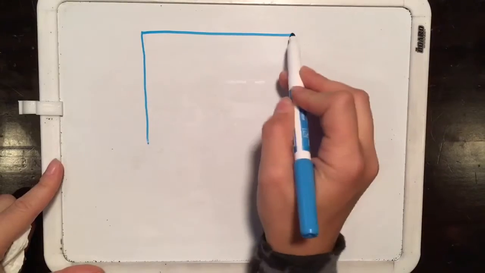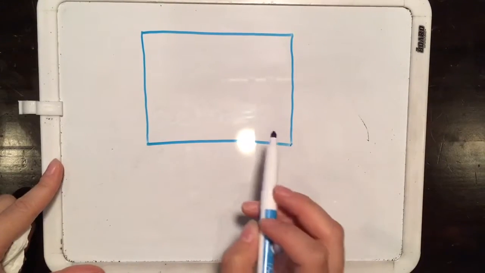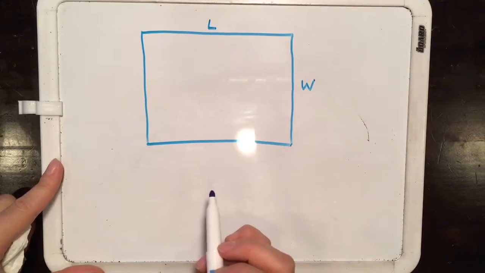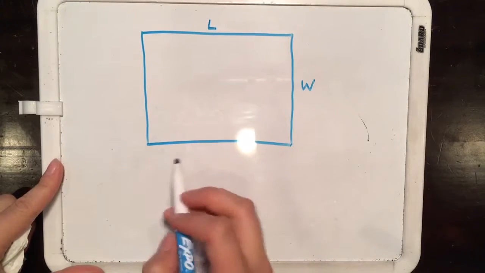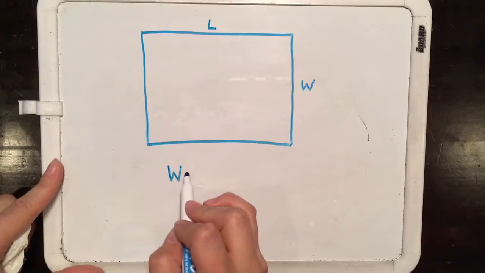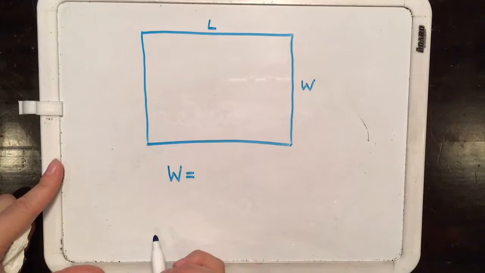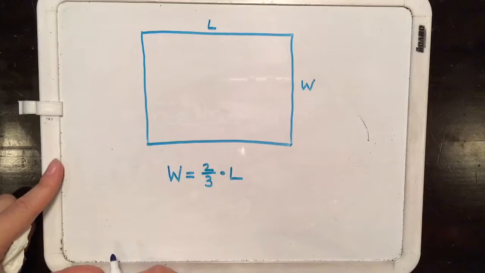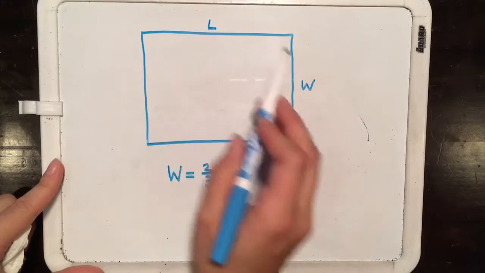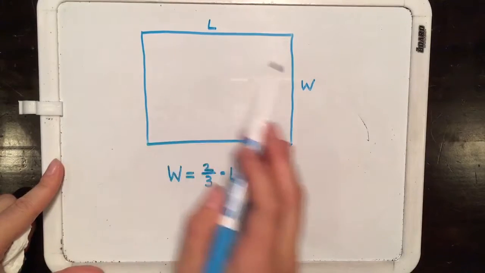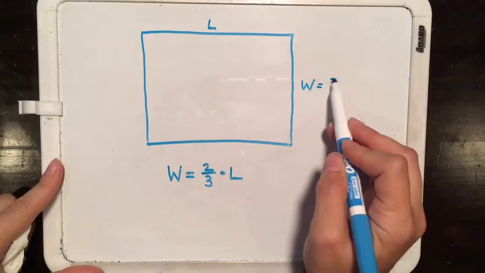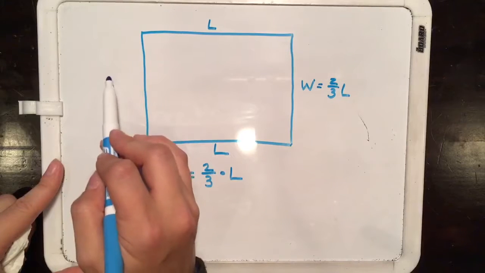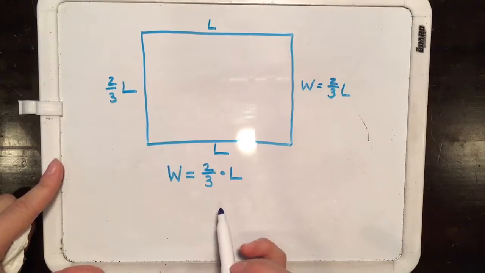First, I'm going to draw the flower garden. It's a rectangle, and it has a length, L, and a width, W. Now we're given some information in this problem that the width, W, is 2/3 of the length, 2/3 times L. So now if we're to label all sides of this rectangle, we've got L on top, W, which equals 2/3 L. We have L on the bottom, and we have 2/3 L on the left side.